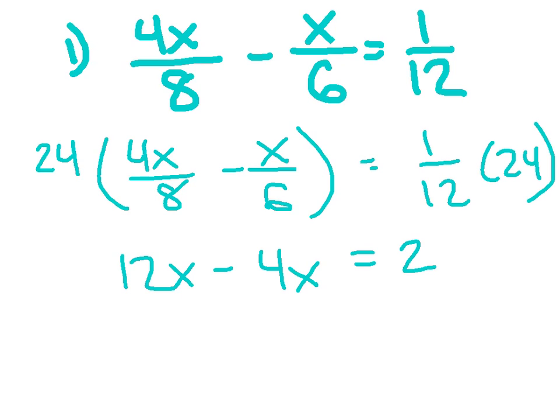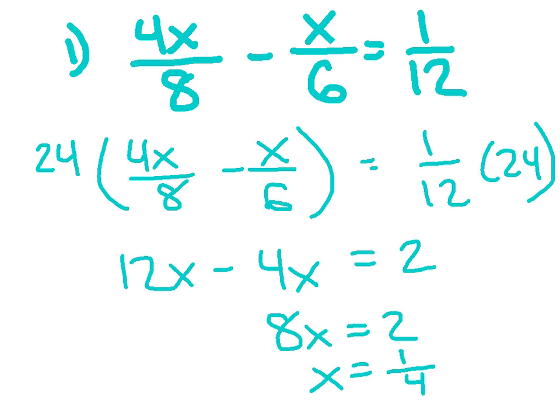Now I'm ready to just go ahead and solve, and I get the following. 8x equals 2. Divide both sides by 8, and I will get x equals 2/8. But you want to simplify your fraction as far as possible, so x is equal to 1/4.